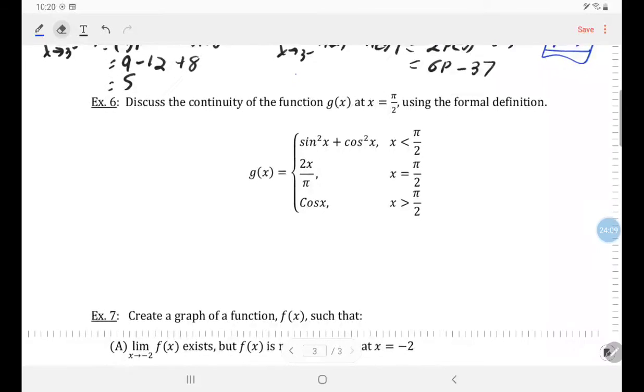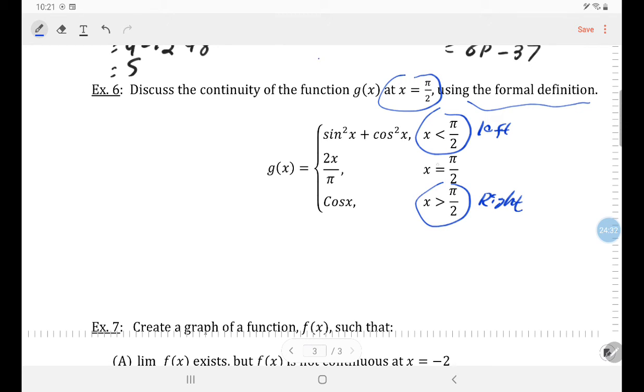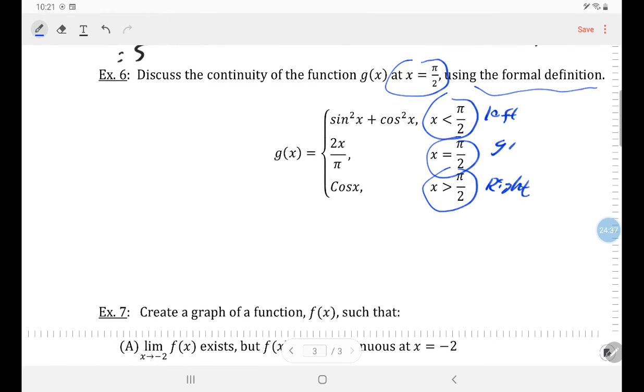Okay. Let's throw in a little trig just because we can. Again, I want you to discuss the continuity. Is it continuous? Is it not continuous? At pi over 2. And yes, I do want a formal write-up. So again, less than, that's going to be my left limit. Greater than, that's going to be my right limit. Equal to, that's going to be my f of c, or in this case, my g of pi over 2. And if this is to be continuous, all three of those need to equal the same value.